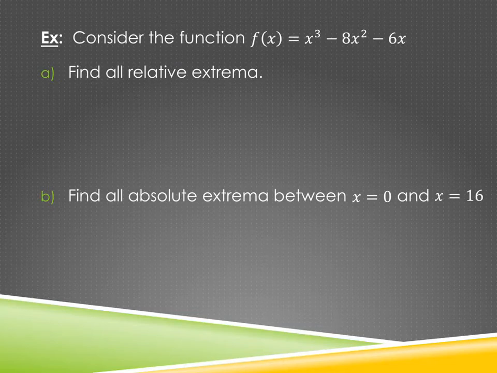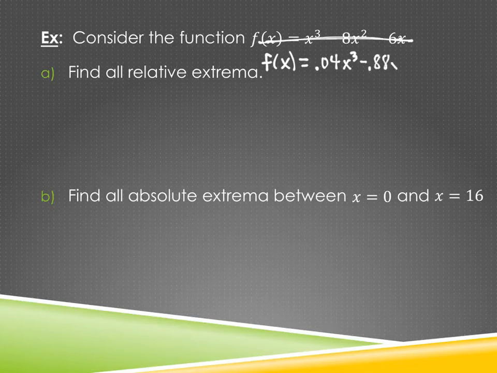Let me fix it. Okay, so let's do f of x equals 0.04 x cubed minus 0.88 x squared plus 4.81 x plus 12.11. Does that look okay? You've seen that function before? Yeah. Okay, fabulous. So it's starting out with finding relative extrema.